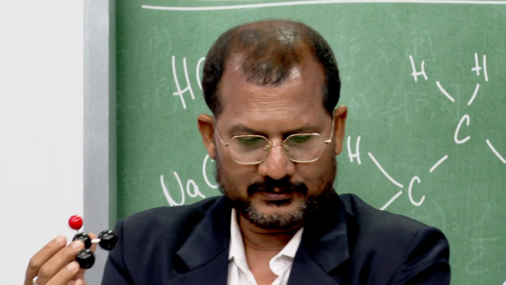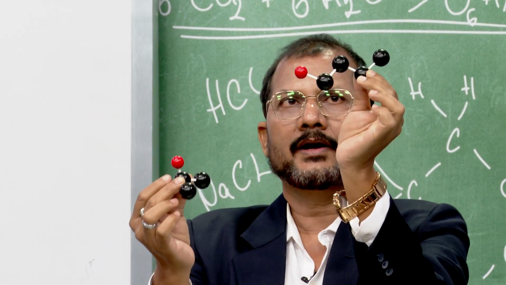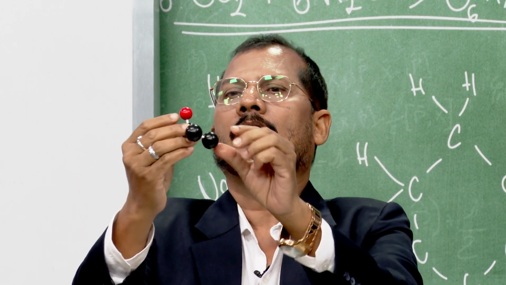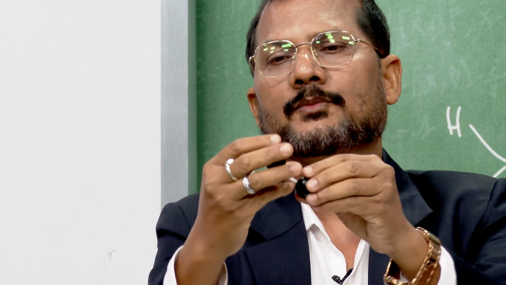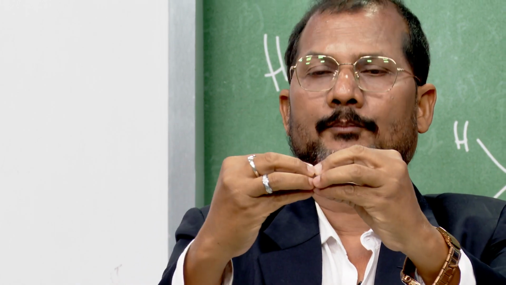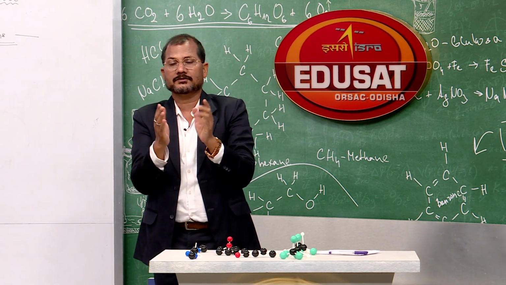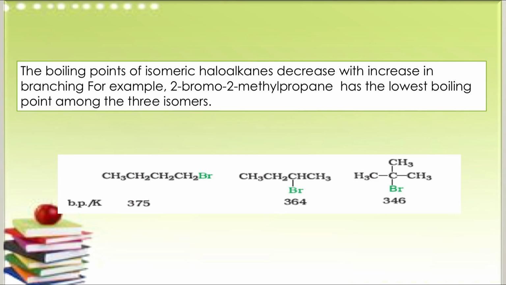Let us compare these two molecules, this and this, as we are seeing on the screen and also with the model. If I draw this molecule, it has a spherical geometry. Since this molecule has a spherical geometry, another molecule will be like this. Suppose this molecule is like a sphere, another will be like this, and we know two spheres touch at a point. So for the intermolecular interaction, the surface contact of the two molecules is less, so the molecular force of attraction is less and the boiling point will be less. Here you can see that the straight chain bromide has a boiling point of 375 Kelvin, and as branching starts the boiling point decreases, and in the tertiary bromide the boiling point is 346.